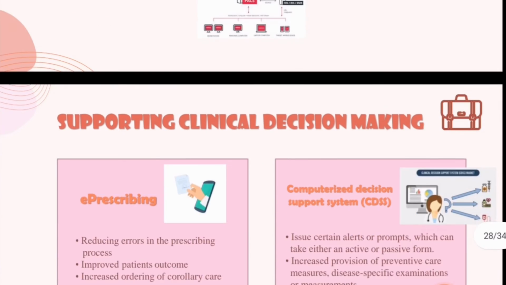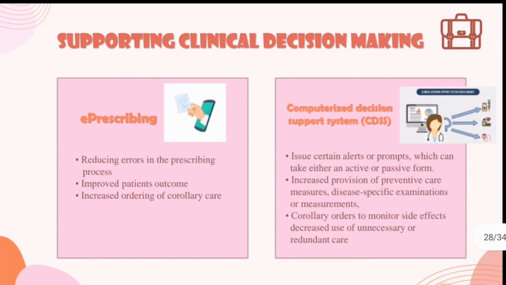For supporting clinical decision making, with regard to safety, e-prescribing is vital as it reduces errors in the prescribing process, improves patient outcomes, and increases ordering of coronary care. Meanwhile, for CDSS, they issue certain alerts or prompts which can take either an active or passive form. Furthermore, increased provision of preventive care measures, disease-specific examination or measurement. Next, corollary orders to monitor side effects. And lastly, decreased use of unnecessary or redundant care.